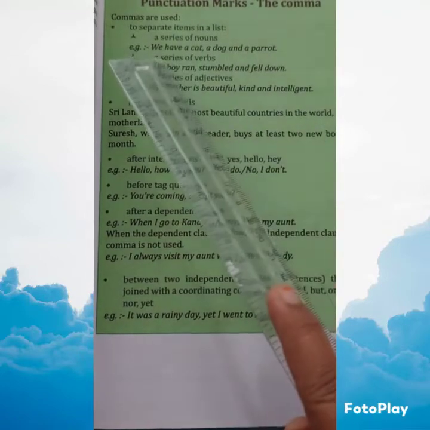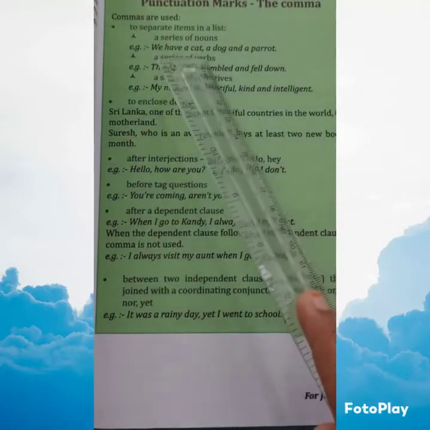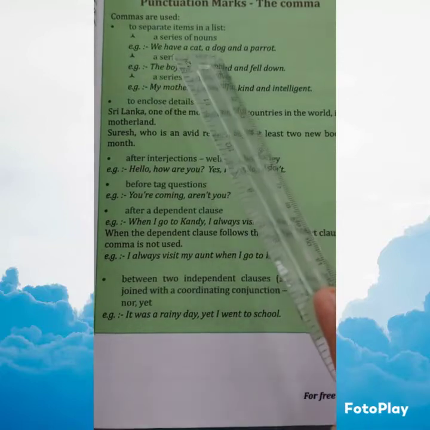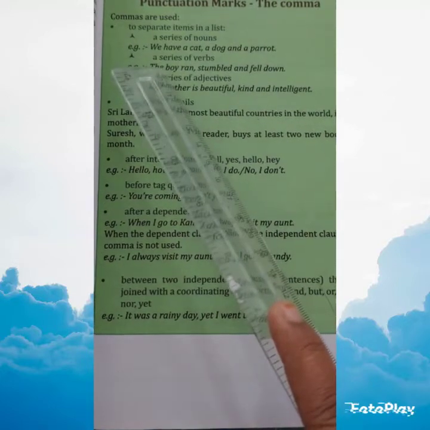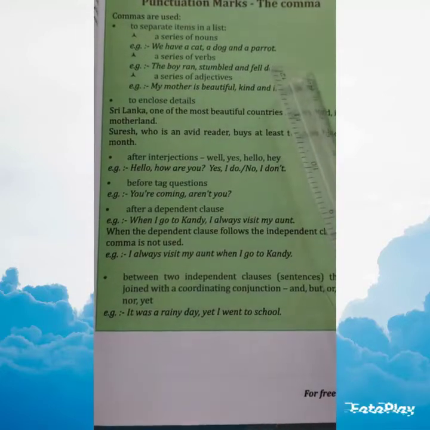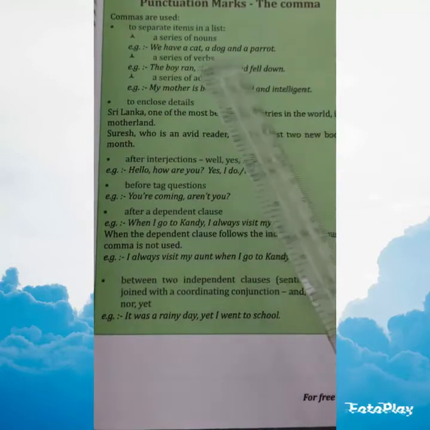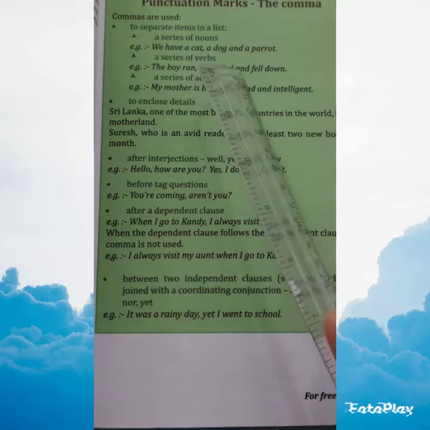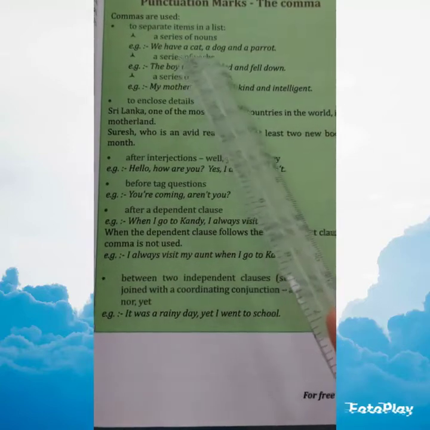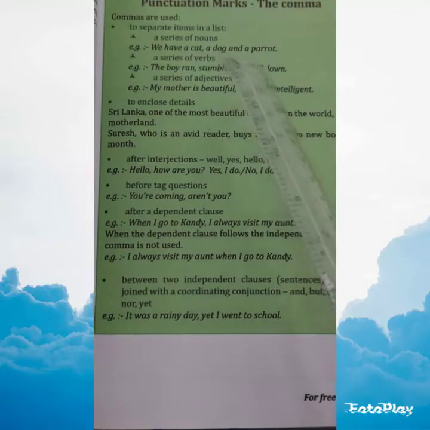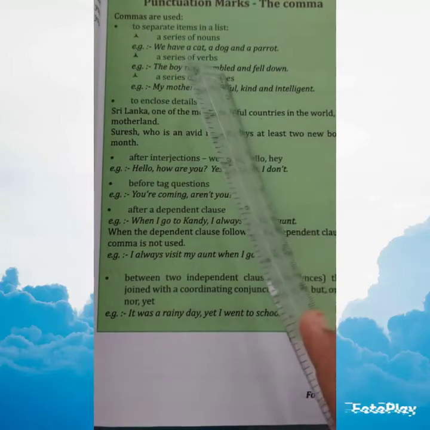Okay, here they have given you another example, a series of verbs. If there are many verbs in a sentence, we use commas to separate them. At the end, we use the word and to join the last verb with the previous verb.